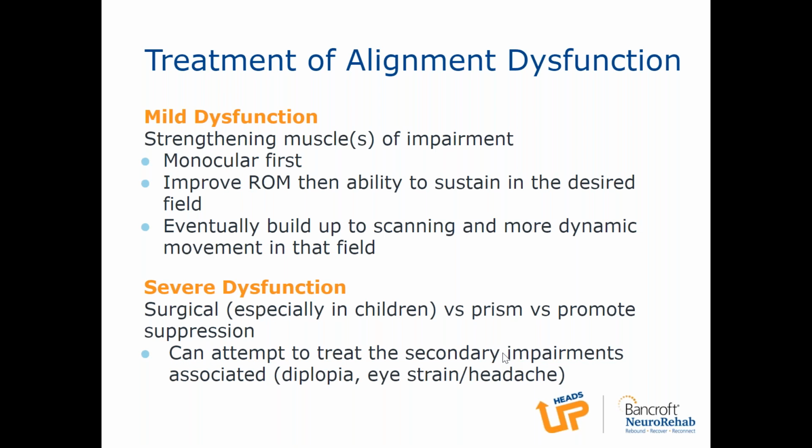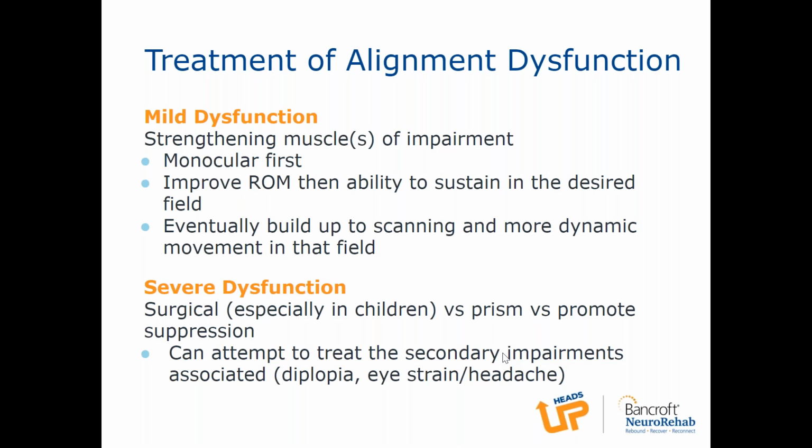So in terms of treatment of an alignment dysfunction, a mild dysfunction, which is going to be more so that phoria, exophoria, we're going to try to strengthen the muscles of impairment. And we're going to be starting with just that affected eye. Once we're able to get that range of motion, then we're really going to build up the endurance of them being able to stay in that field. And then we're going to go back to incorporating both of those eyes and see, can they move together? Can they scan and do more dynamic movement in that field that is weak?